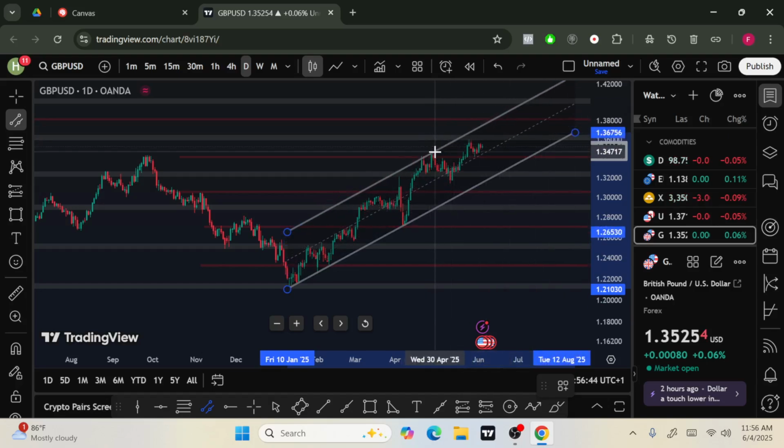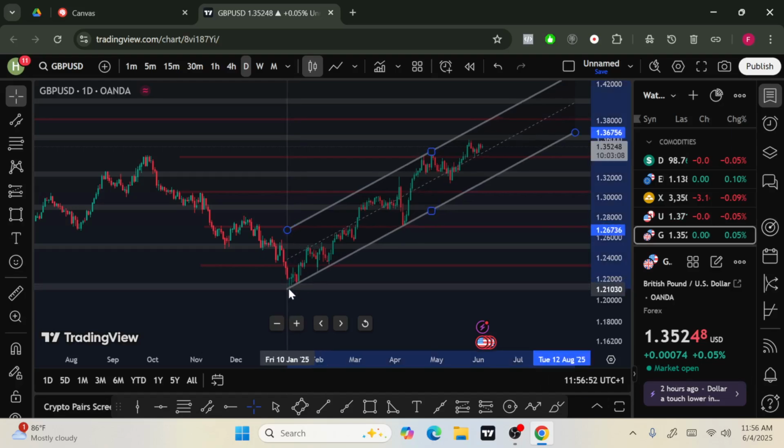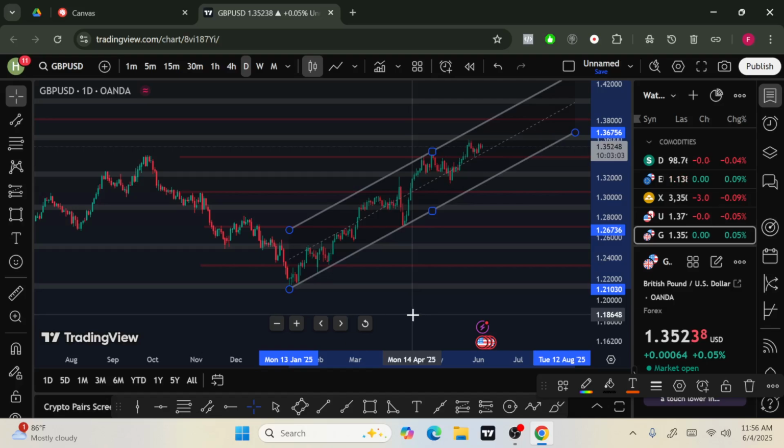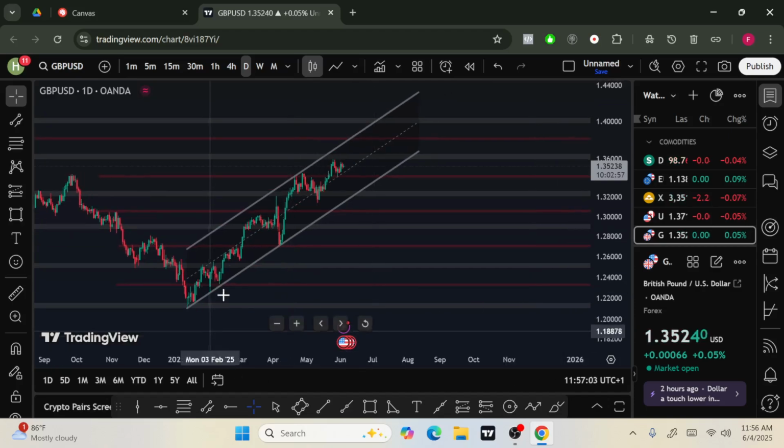And you bring it up to the what? You have to make sure you cover the whole price movement. Great. Now, this is the market structure on your daily time frame.